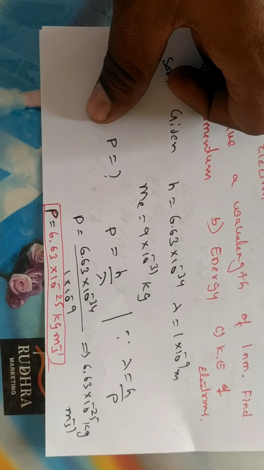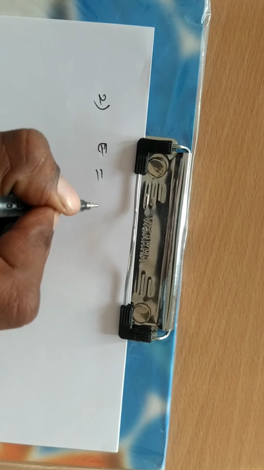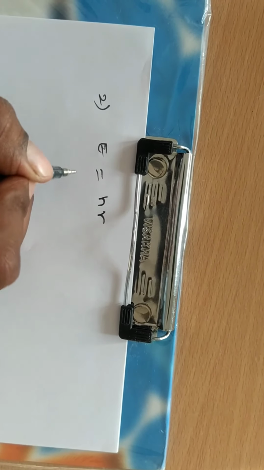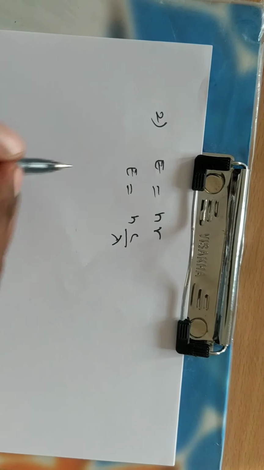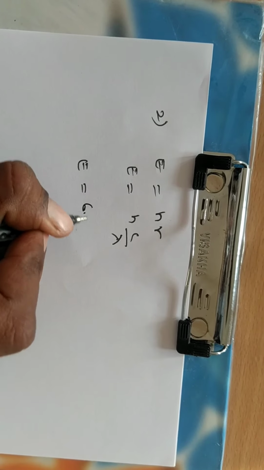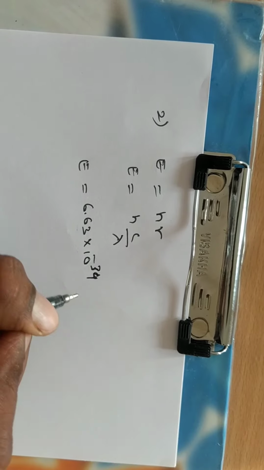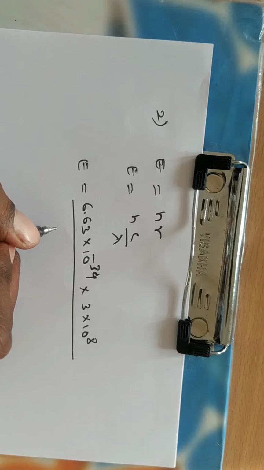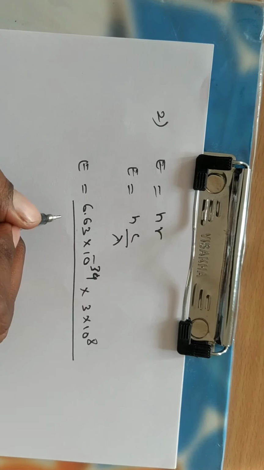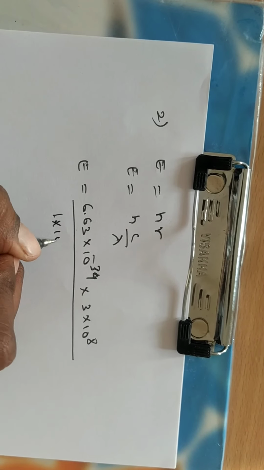Then energy. E is equal to h nu. E is equal to h nu means c divided by lambda. E is equal to h value 6.63 into 10 to the power of minus 34, c value 3 into 10 to the power of 8 divided by lambda value 1 into 10 to the power of minus 9.